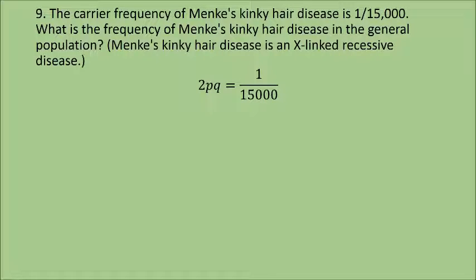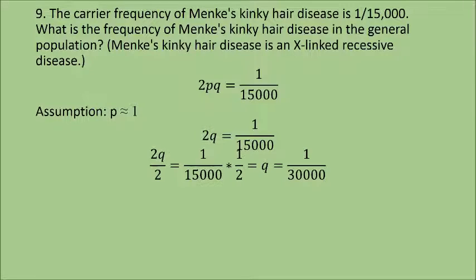Next, since it's an X-linked recessive disease, we're going to assume that the dominant allele is very high in the population in proportion to the recessive. So P is approximately 1. That's an assumption we're making: P is approximately 1 or very, very close to it. So if P is approximately 1, that basically falls out of the previous equation. So we get 2Q equals 1 over 15,000. Next, we divide both sides by 2, and we get Q equals 1 divided by 30,000.